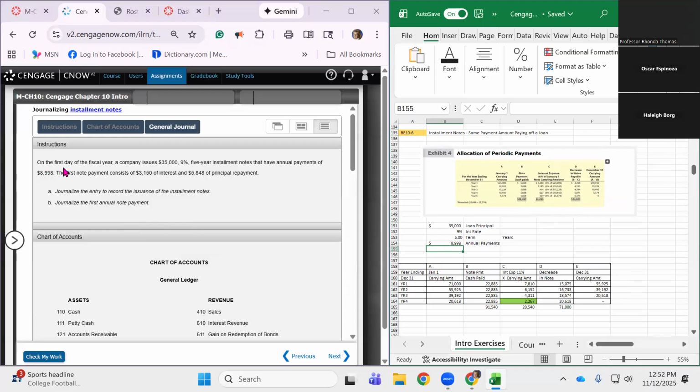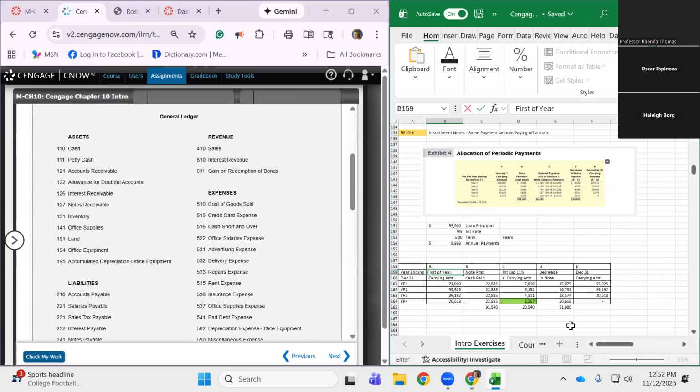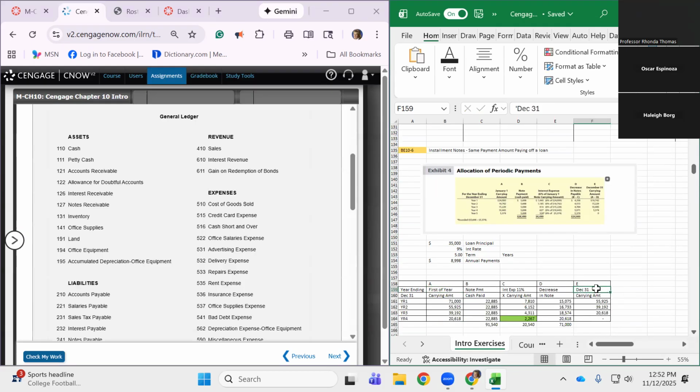So this happened the first day of the fiscal year. We don't know what their calendar year is, so we're just going to put January 1, first day of the year. And we don't know, I don't think, when their year end is, so I'm going to put year end here. They have a fiscal year, which means they're probably not using the calendar year, or they would have told us.